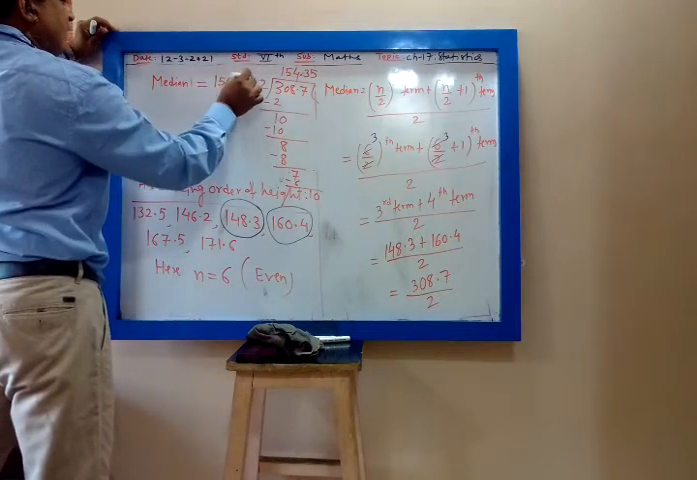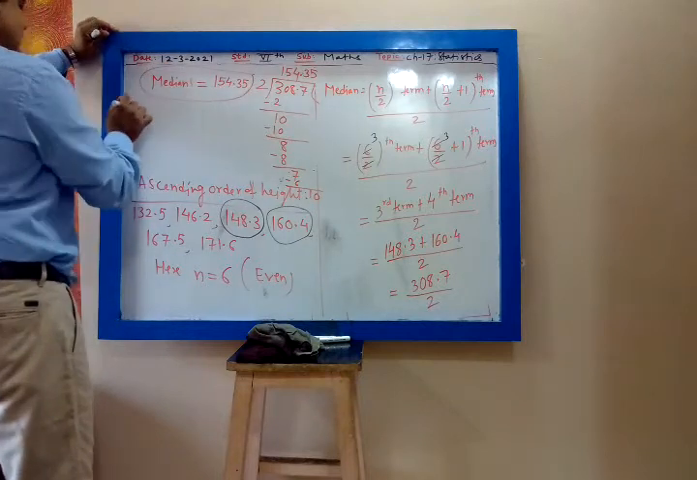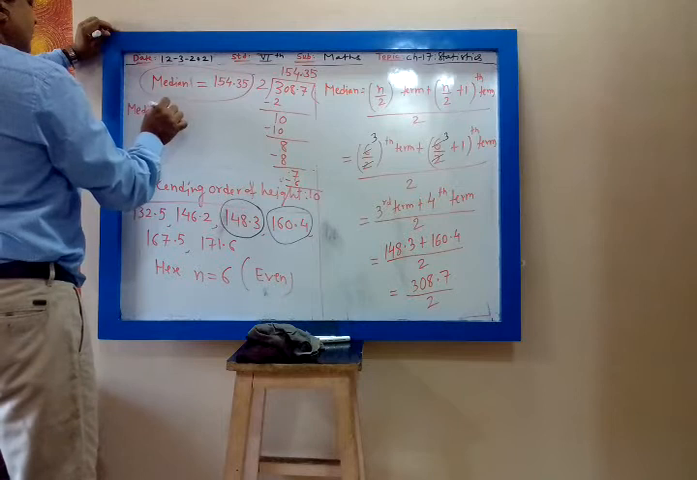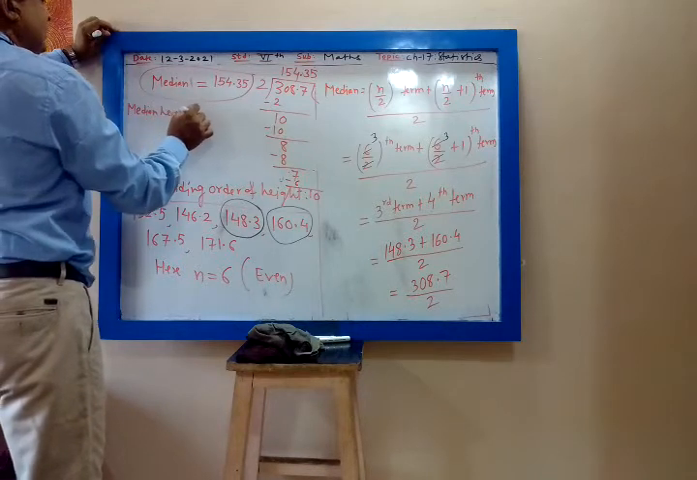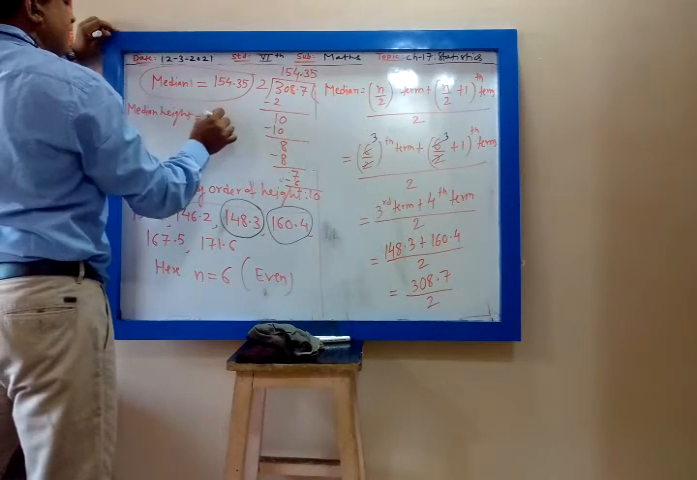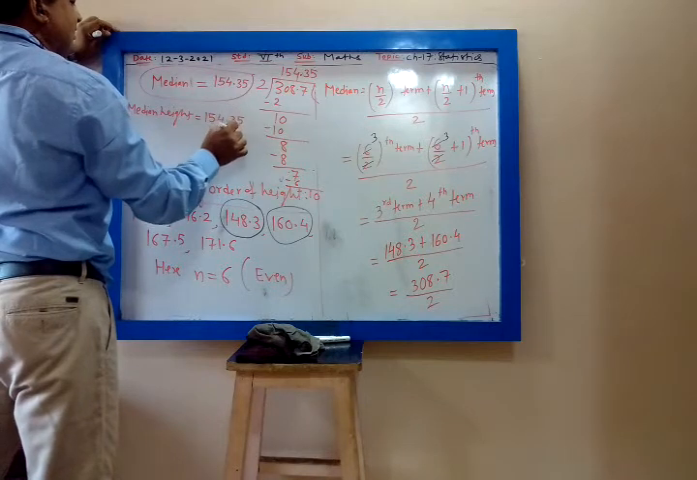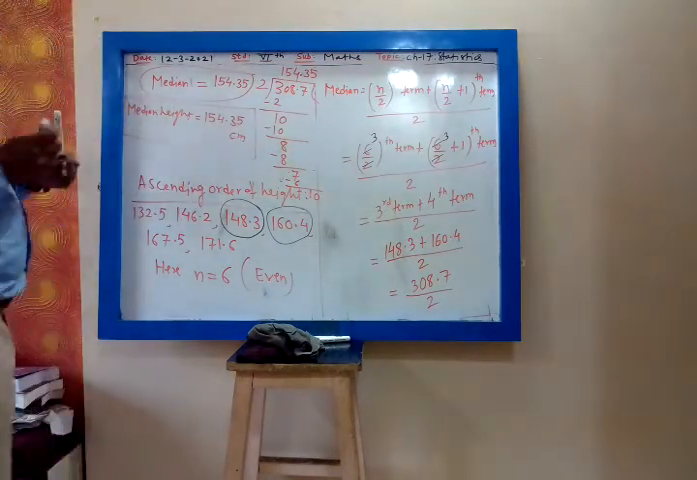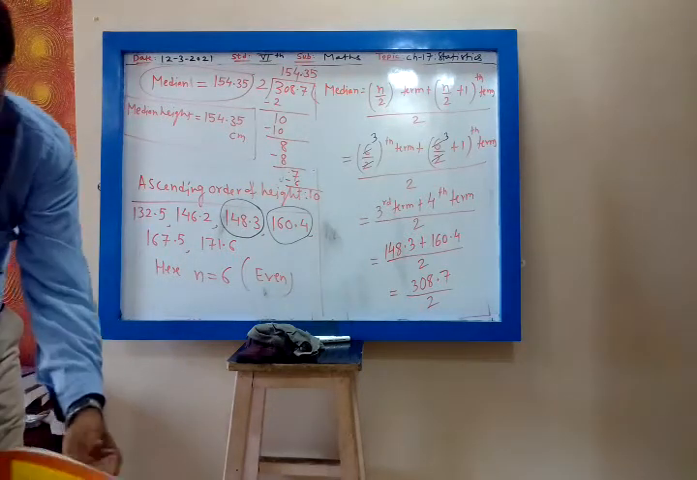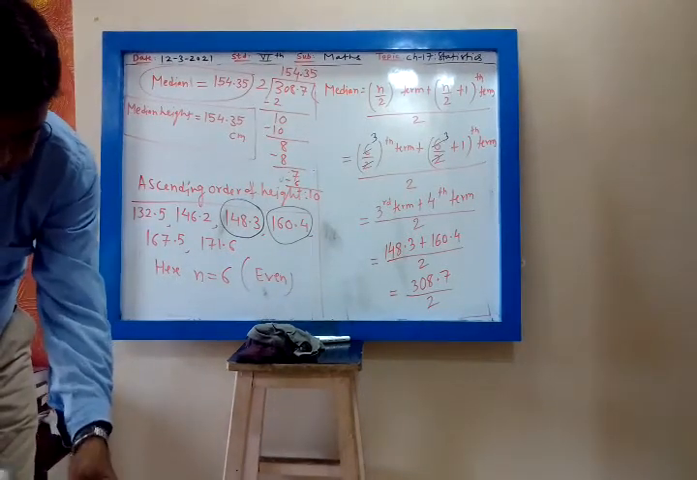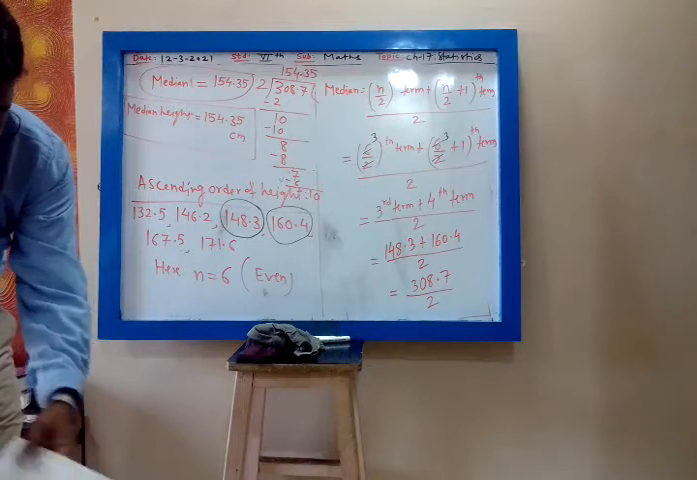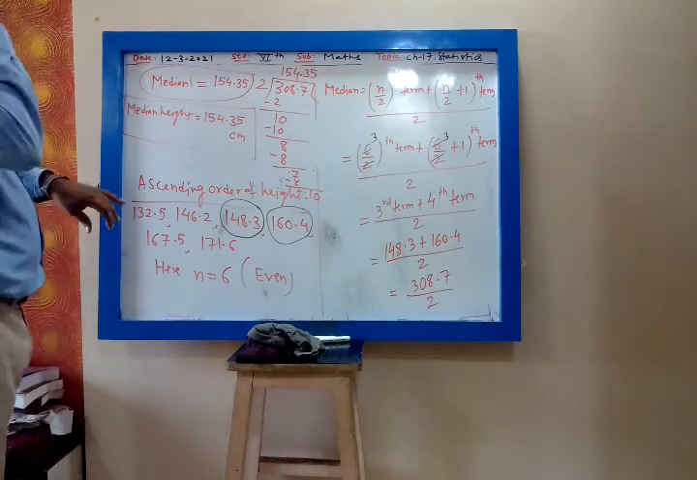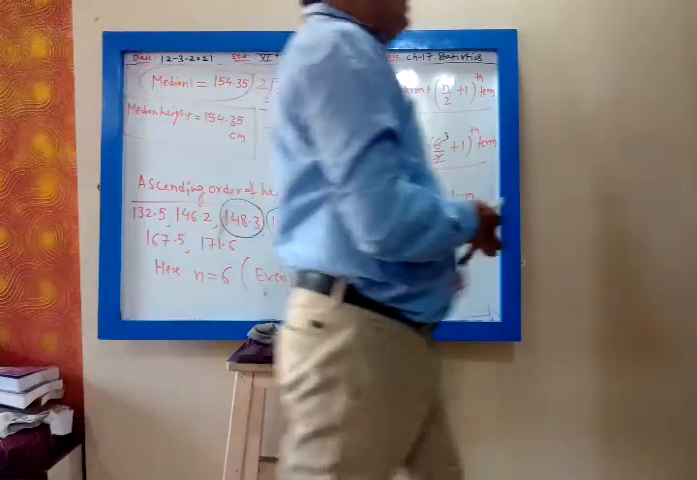So median height is 154.35. Centimeter we write because the height is given in centimeter. Median height is 154.35 centimeter. This is the median height.